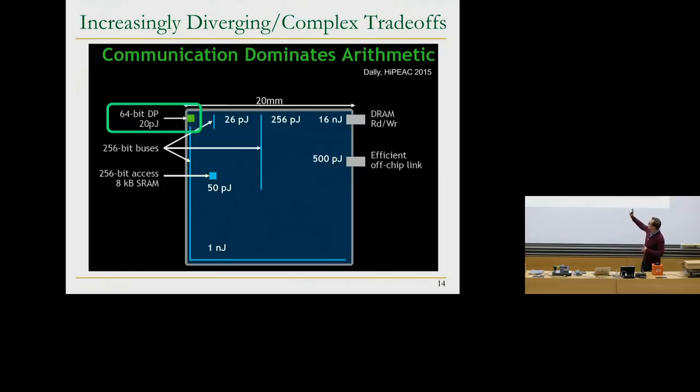You don't need to worry about DP. DP means double precision floating point operation. You'll learn about that later. It's a complex addition, basically. So if you do it on 64 bits, it consumes 20 picojoules. A picojoule is a very small number, basically. A memory access, a DRAM read or write, the DRAM that you saw earlier, consumes about 16 nanojoules.